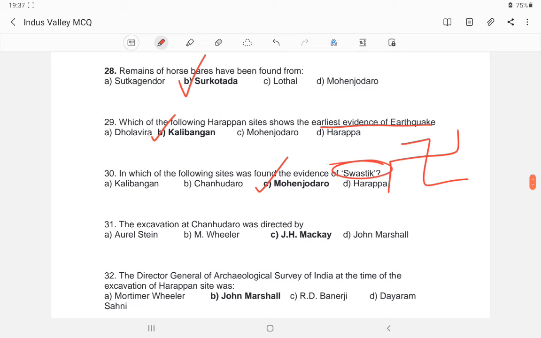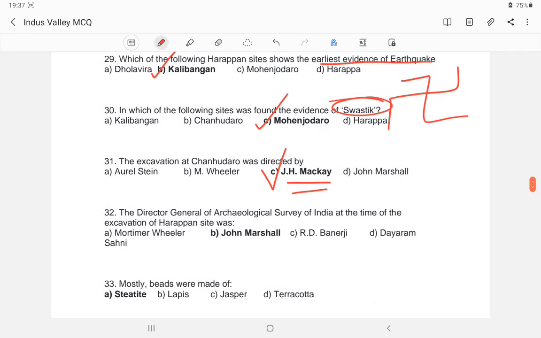The excavation of Chanhudaro was directed by J.H. Mackay. Who directed it? That was the British man J.H. Mackay. The Director General of the Archaeological Survey of India, in 1921, discovered the Indus Valley Civilization. It was John Marshall.